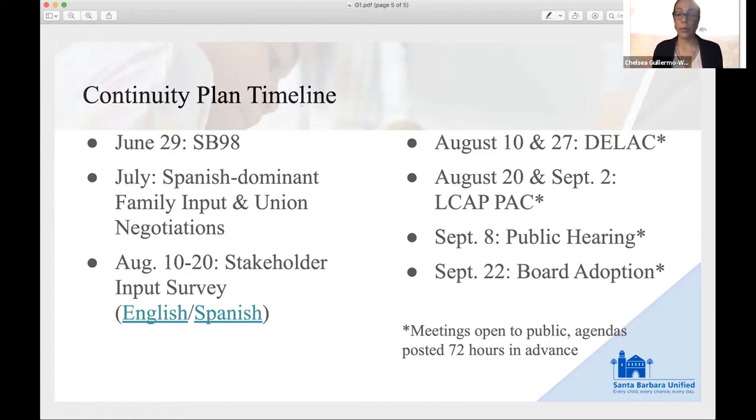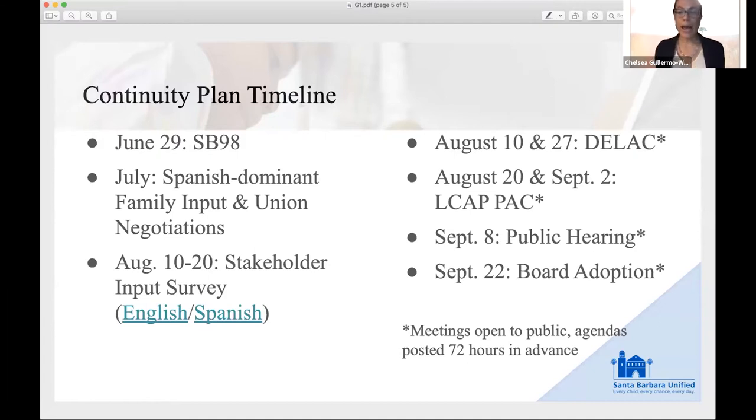And then, open now through August 20th, we have a stakeholder input survey. So we invite our families and the general public to click on the links that are in the attachments for this board agenda, and you can provide your input with regard to reopening school. And we will be sending messaging out to staff and families later this week around this opportunity.